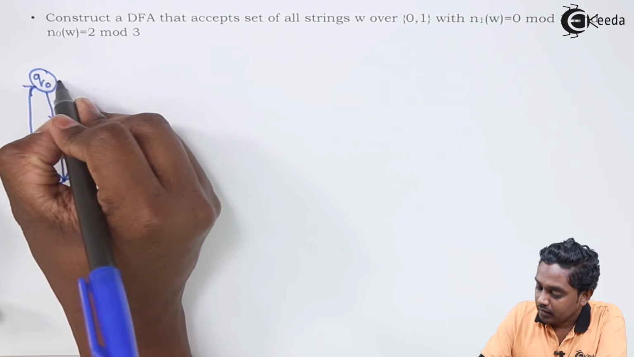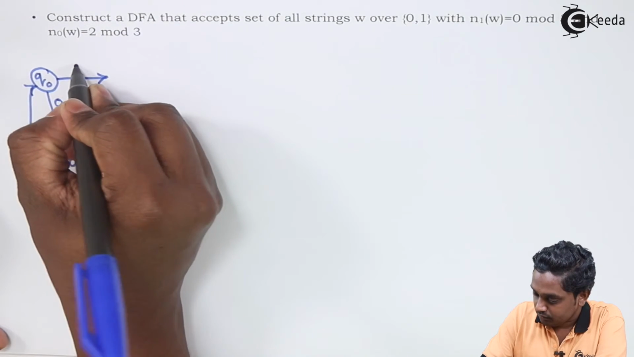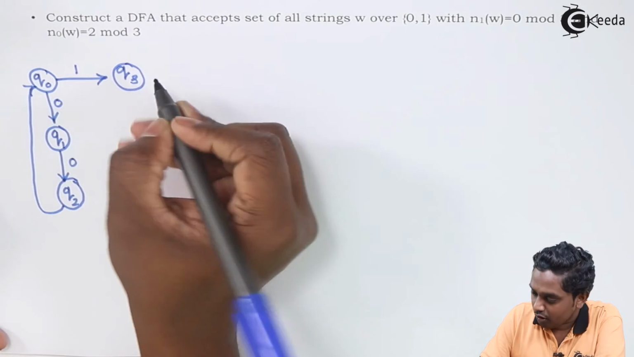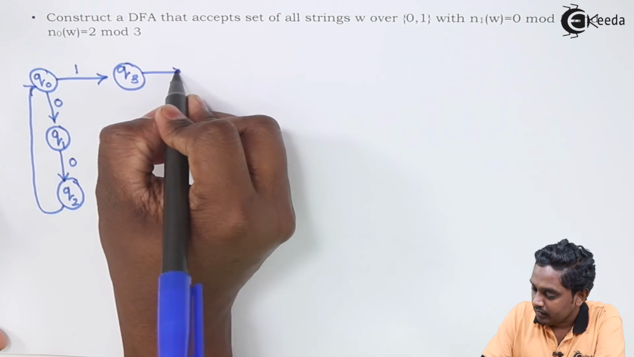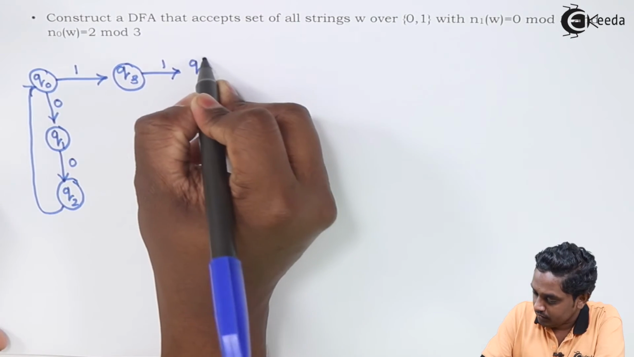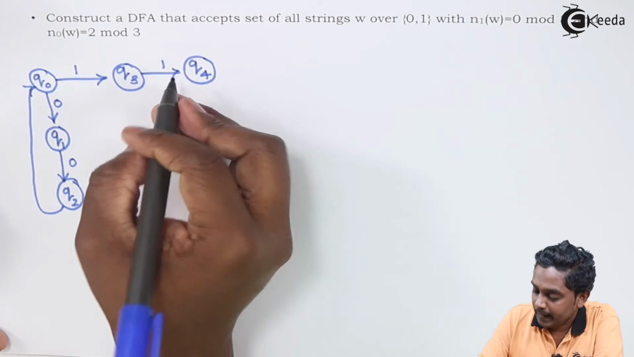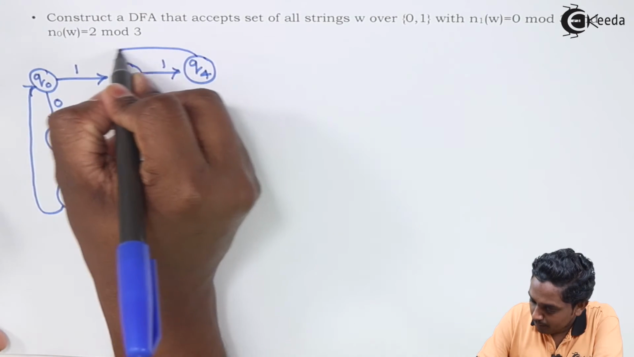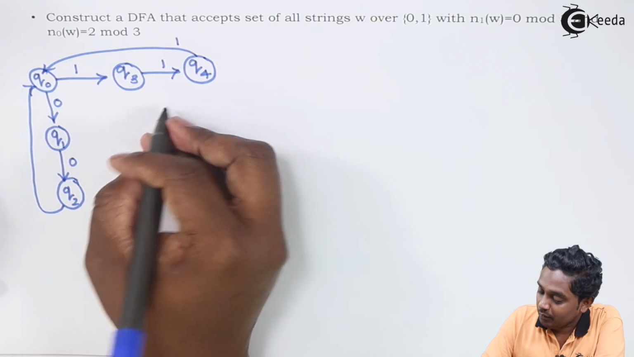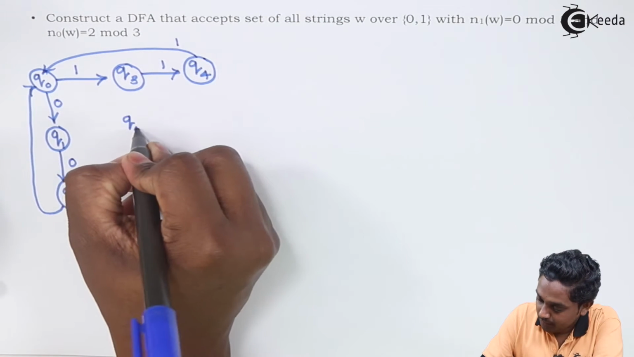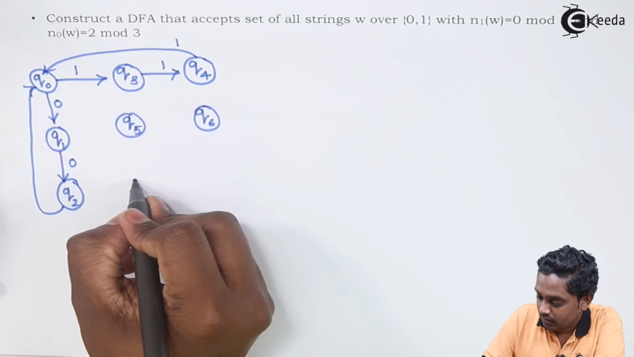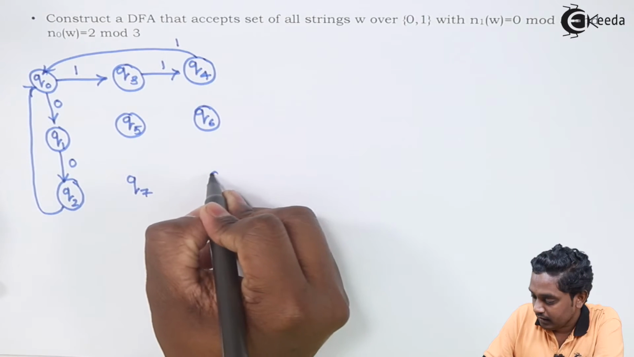Similarly, we will have the cycles of 1. On 1, it will go to, let's say, Q3. On one more 1, it will go to Q4. And on one more 1, it will come back to Q0. Now we will have more states. I'm naming them Q5, Q6, Q7, and Q8.